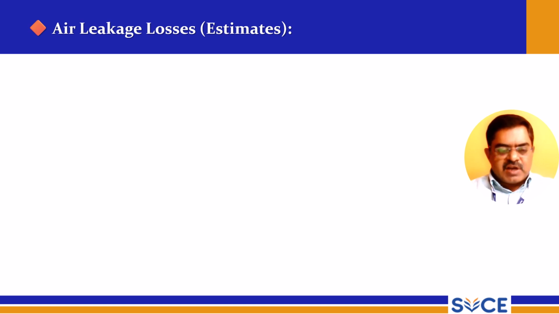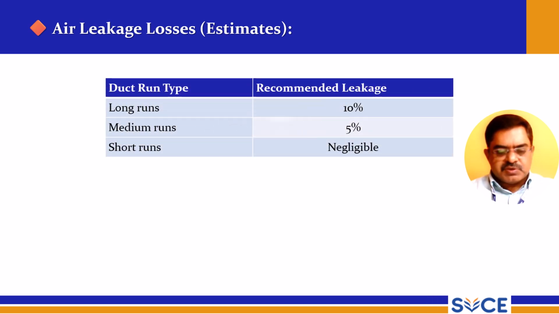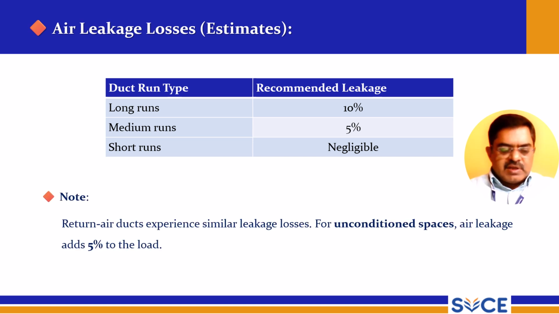So air leakage losses are an estimation only. For the duct run, long runs have a recommended leakage of 10%, medium runs 5%, and for short runs it is almost negligible. The return air ducts experience similar leakage losses. For uncontrolled space, the air loss adds 5% to the load.